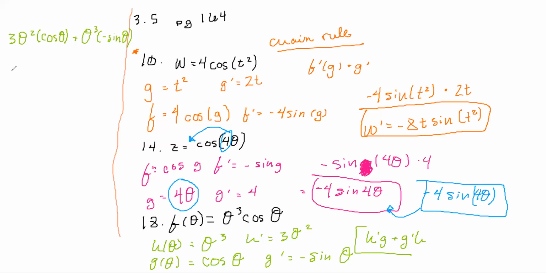So we can just simplify this all out. So it's 3 theta squared cos theta minus theta cubed sine theta. And that's basically just our answer. You could factor some stuff out if you wanted to, but that's how I'd leave it.